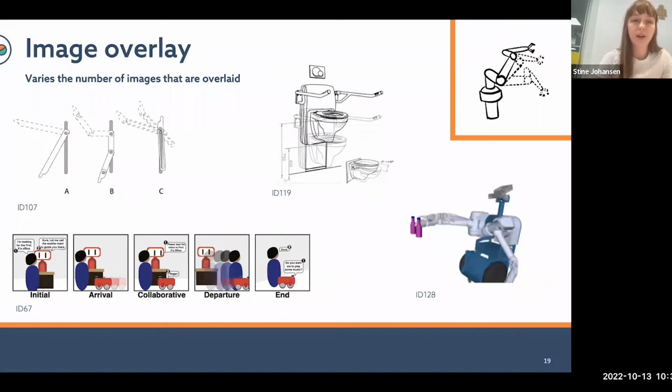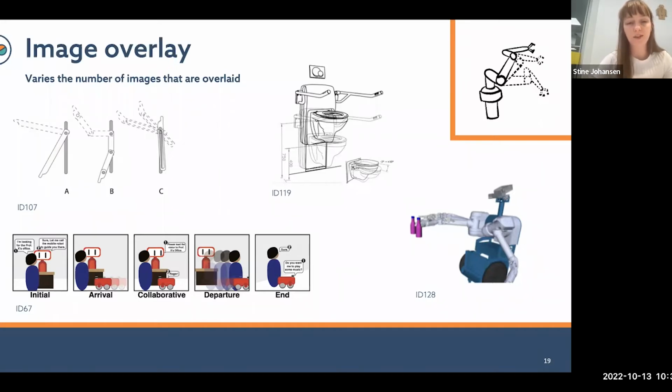Then similar to that, some authors use image overlays. Using that style, you're not just showing the progression, but you're also showing the progression in relation to previous poses. And we also found this bottom left picture, which actually shows a whole storyboard of how an interaction unfolds. We only found, I think, five examples of authors that show some kind of storyboard, which was kind of surprising.